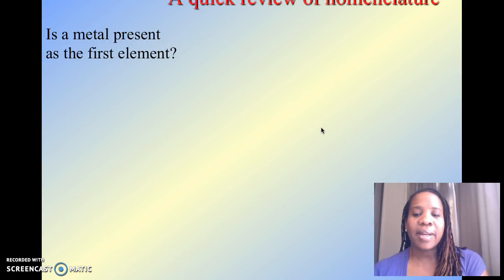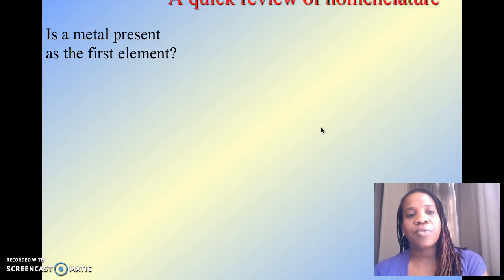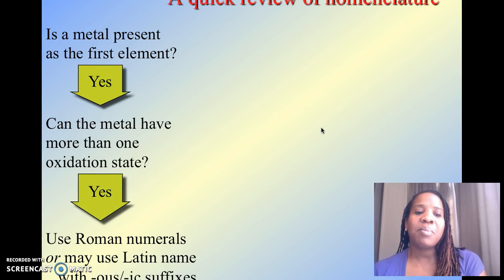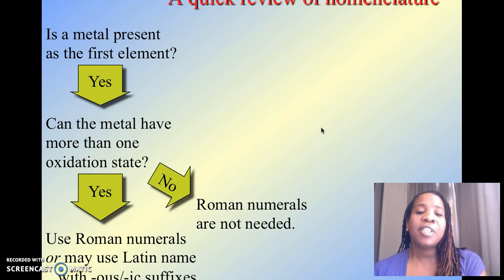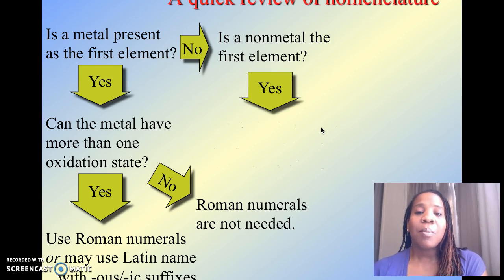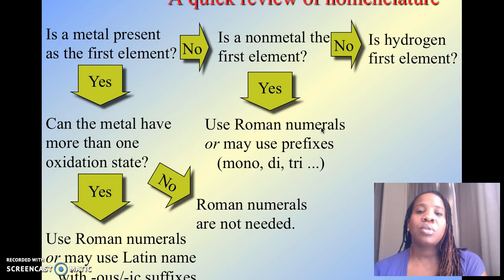Quick review. So how are you going to figure out how to name something? So first of all, is the first element a metal? If it is, yes, you know it's an ionic compound. If it's a transition metal, that means you have to use the Roman numerals. If it's not a transition metal, don't need any Roman numerals. Okay, what about if the first element is not a metal? Then, if it's a non-metal, you know you have a covalent compound, so you just use mono di tri.